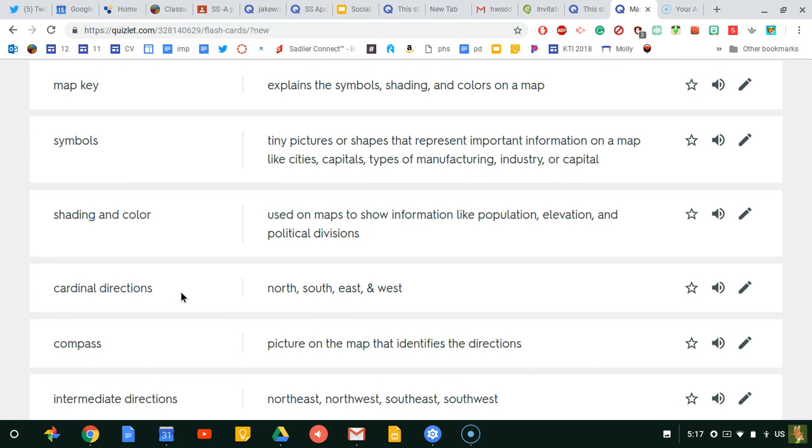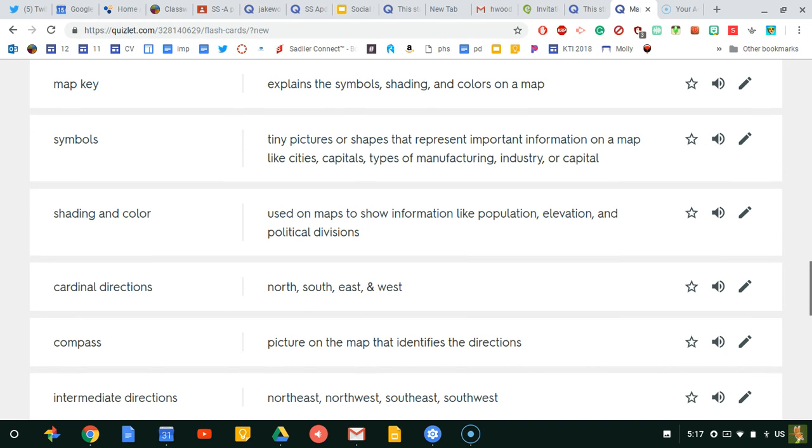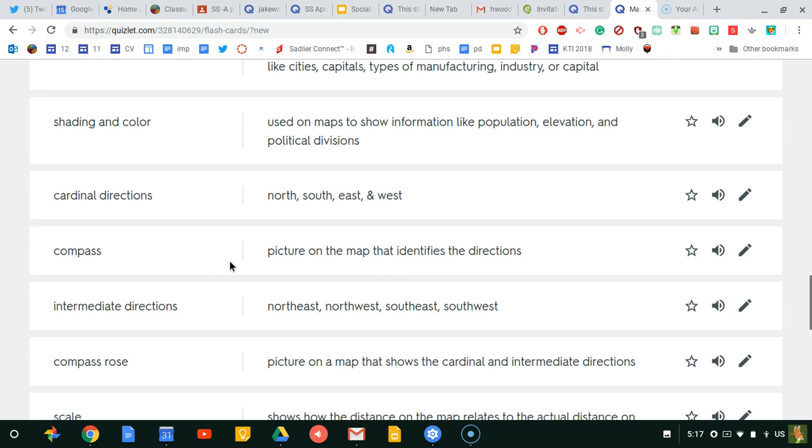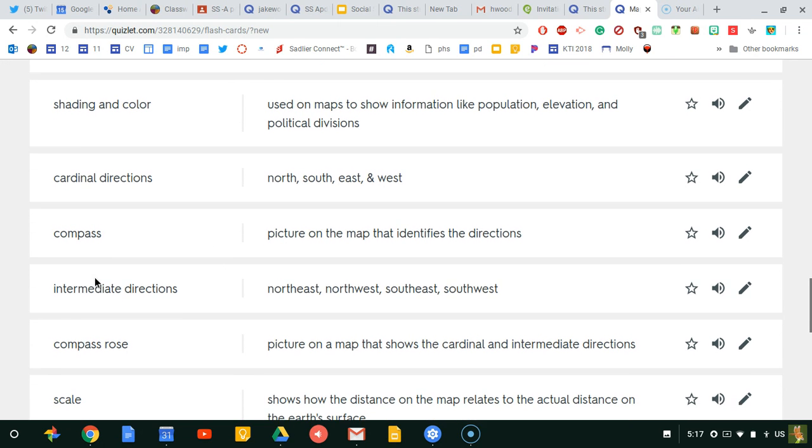Cardinal directions. So this now has to deal with the directions on the map. So you have what's called your cardinal directions. That's your north, south, east, and west. And then you have your actual compass, which is the picture on the map that identifies those 4 directions. So compass has north, south, east, and west. Then you have what are called intermediate directions. So northeast, northwest, southeast, southwest. So it has your regular directions and then your intermediate directions.